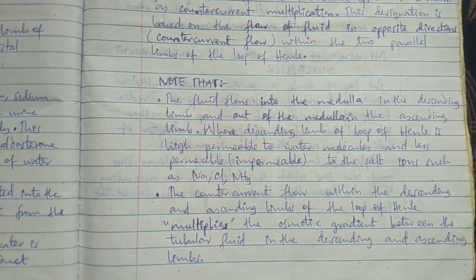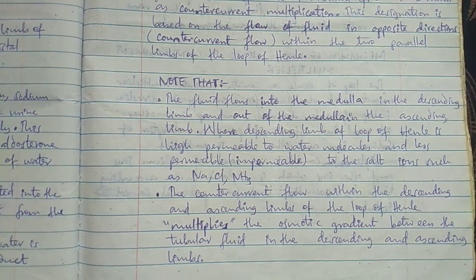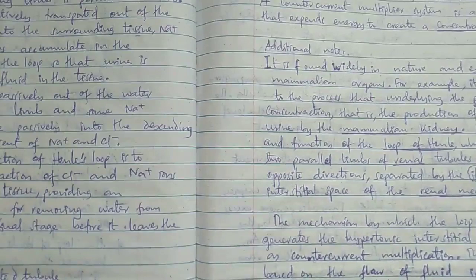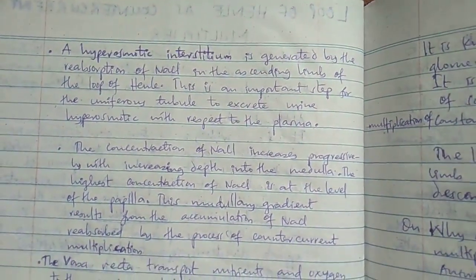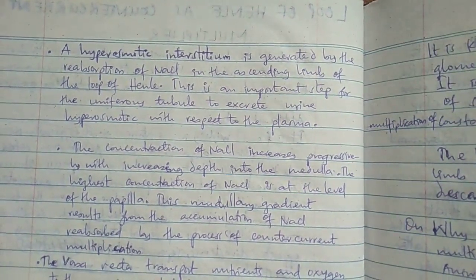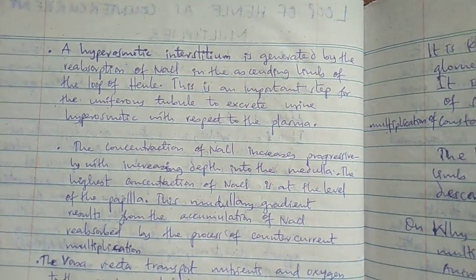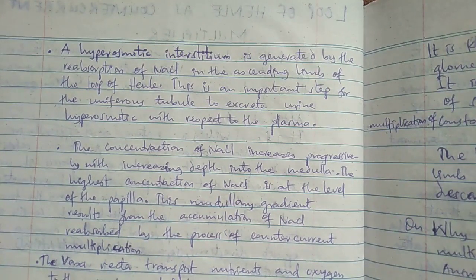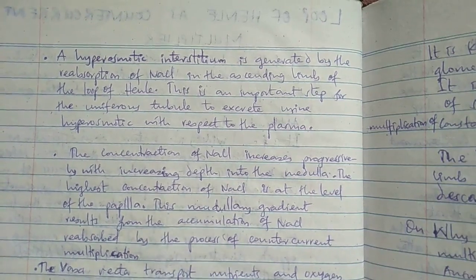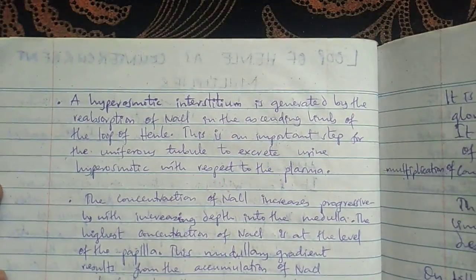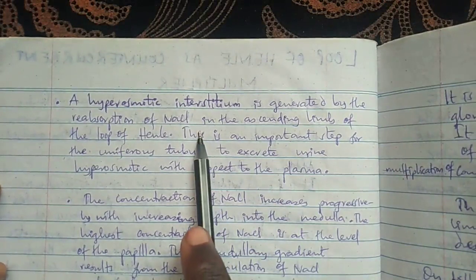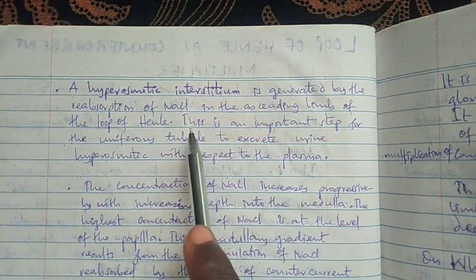Inakuwa inazidisha, inafanya osmotic gradient iongezeke in multiples. Multiply the osmotic gradient between the tubular fluid in the descending and ascending limb. That's why it is known as countercurrent multiplier. So countercurrent means fluid flow in opposite direction. Multiply it because it tends to multiply the concentration of fluid. Hypertonic interstitium is generated by reabsorption of sodium in the ascending limb of the loop of Henle.